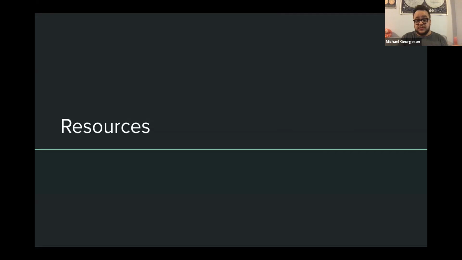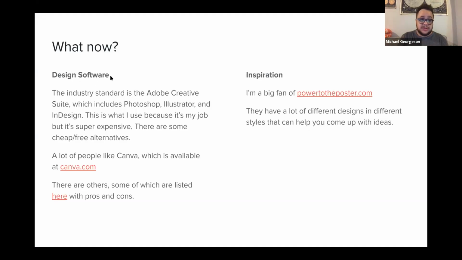Some additional resources. For design software, I use the Adobe Creative Suite, which is kind of the industry standard, but it's very expensive. So there are some cheap and free alternatives. Canva is the one that I hear most people talk about, and you can get that at canva.com. And then again, there's a link here with some other options that you'll get when we send the presentation around.